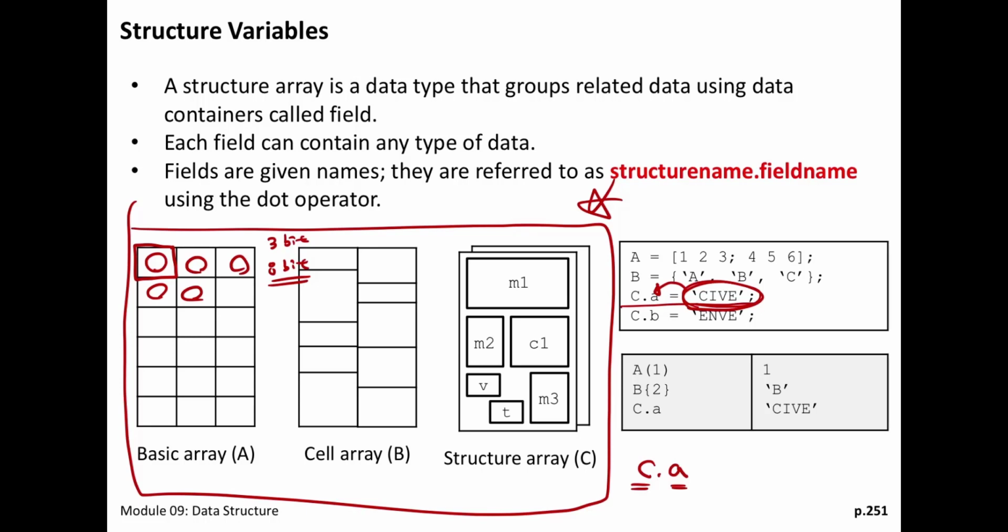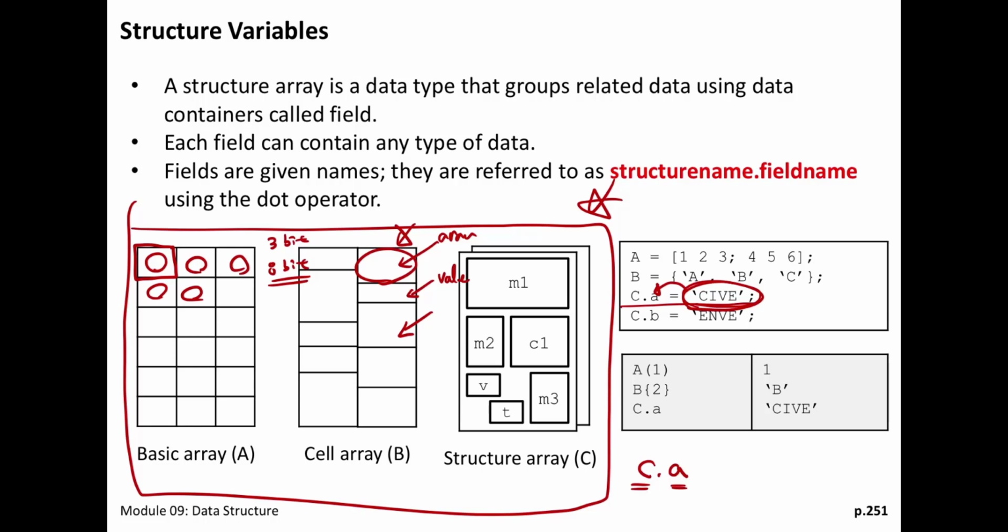On the other hand, the cell array contains different types of data in the cells. Thus, each cell has a different size. It's like this. Different size. Sometimes we store an array, sometimes one single value, sometimes a character vector, or sometimes we're storing a cell. That's why these sizes are all different.